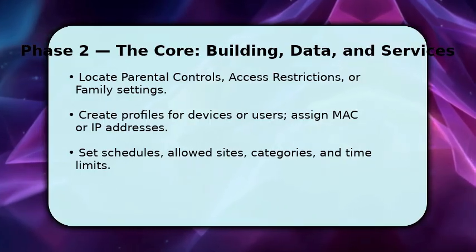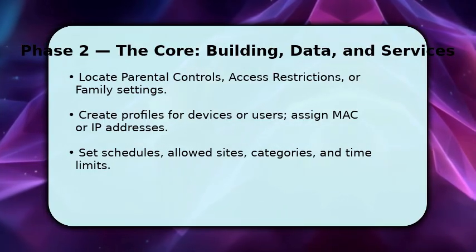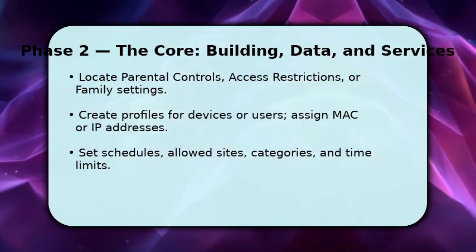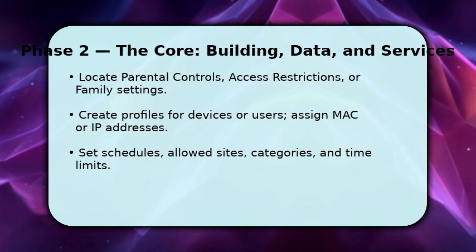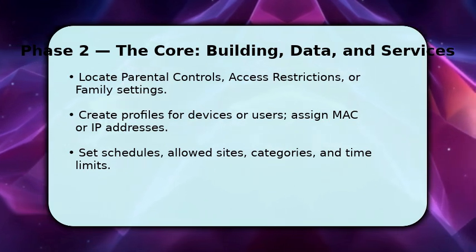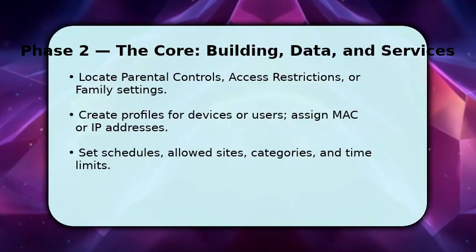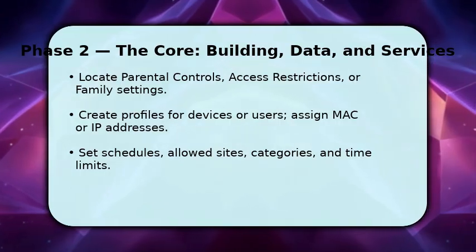Choose site categories or explicit allow/deny lists to match age needs. Make sure to set both web and app restrictions where available and to save each profile. The router often applies rules only after you click Save or Apply.